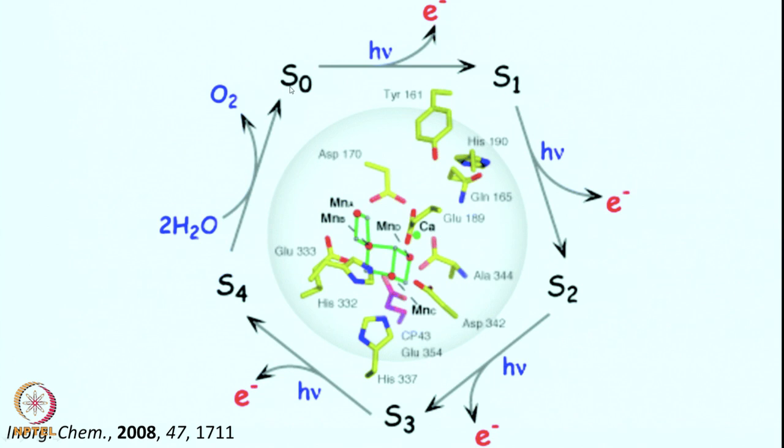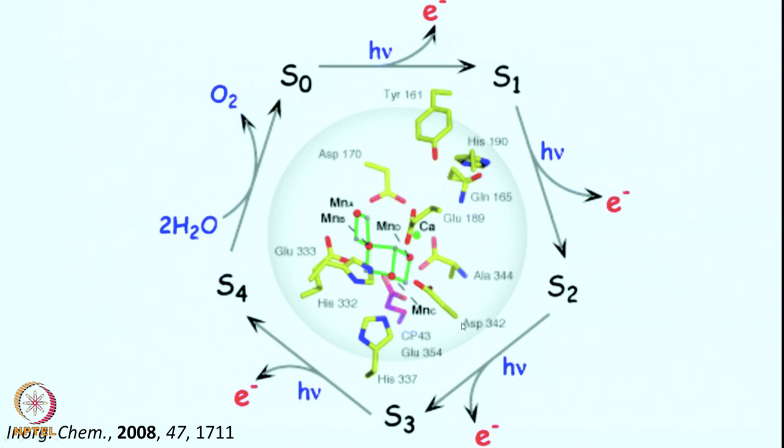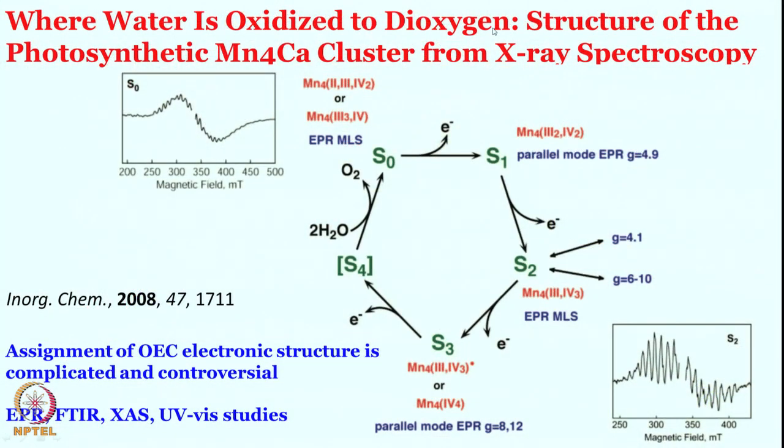You have seen the cluster, what perhaps it could be, although knowing very well that it is not the right representation of the structure that one would like to have. So, let us look at the same thing once again. We are trying to understand where water is oxidized to oxygen, and the structure of the photosynthetic 4 manganese 1 calcium cluster from X-ray spectroscopy, and what caveats remain. This is a fantastic paper to read if you are trying to understand, but many things remain unclear. These are some of the propositions, and still many evidences are required to nail it down further.